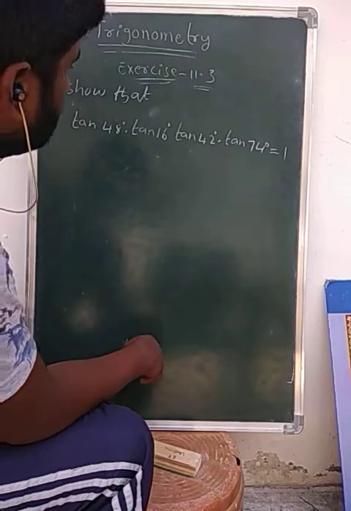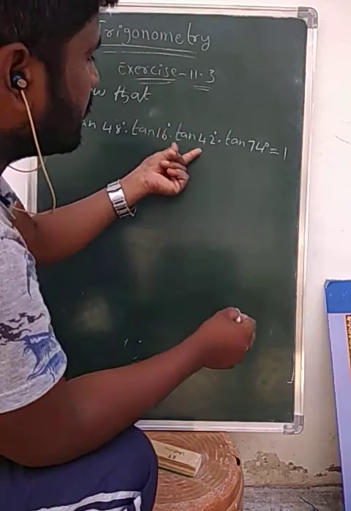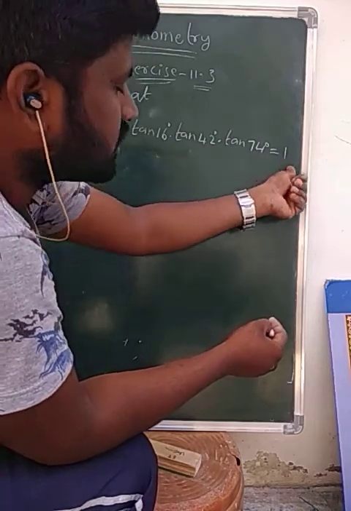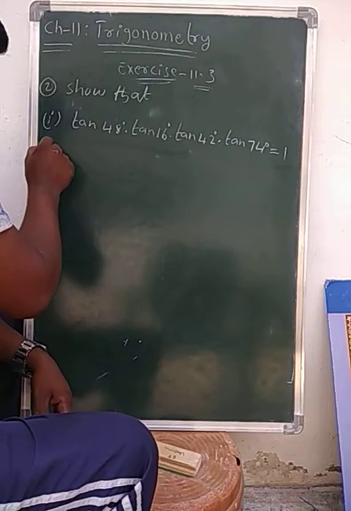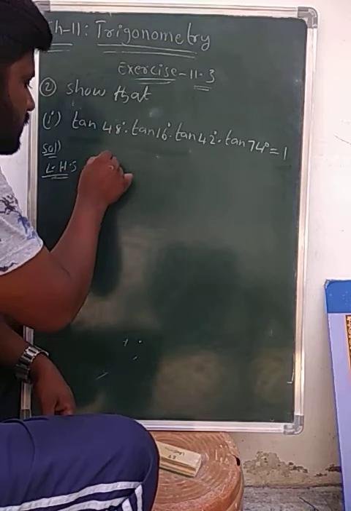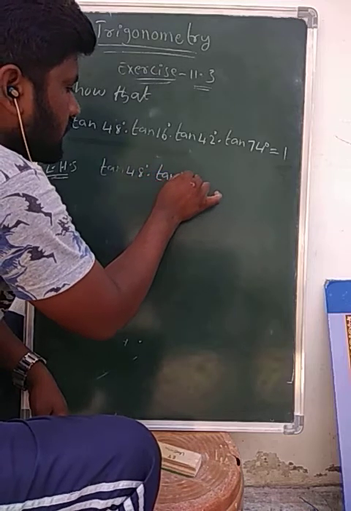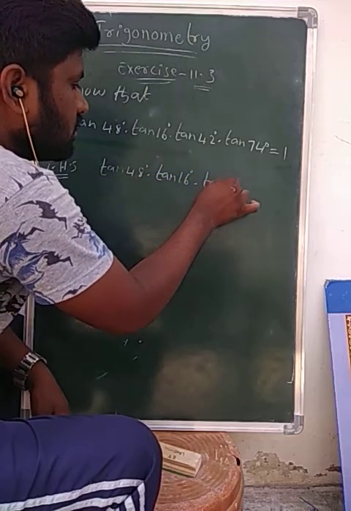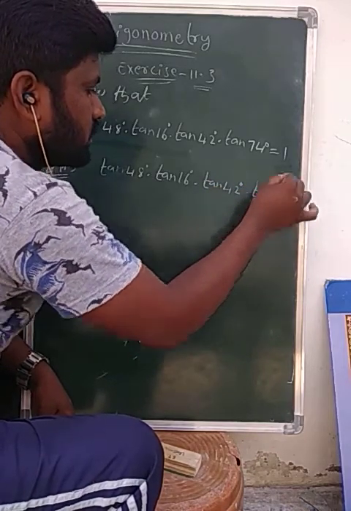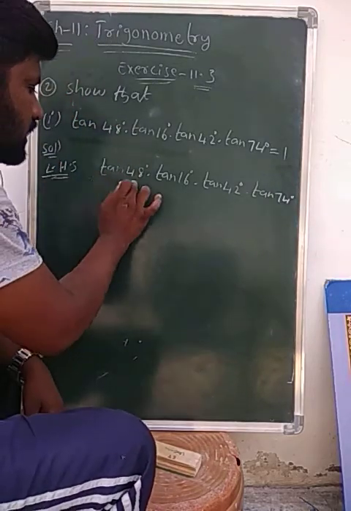What is the given question? Show that tan 48 degrees into tan 16 degrees into tan 42 degrees into tan 74 degrees is equal to 1. So we have to show LHS is equal to RHS. Okay, I am taking the LHS part first of all. What is the LHS part? Tan 48 degrees into tan 16 degrees into tan 42 degrees into tan 74 degrees. Okay. First of all I am taking tan 48.